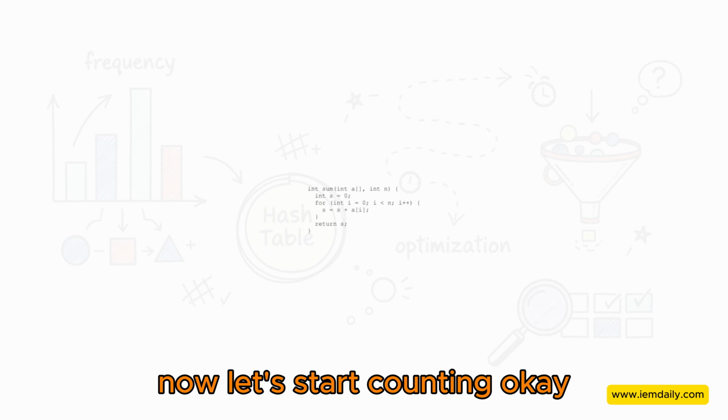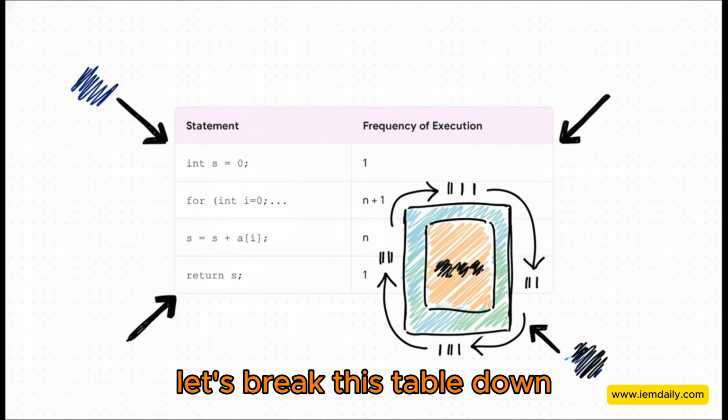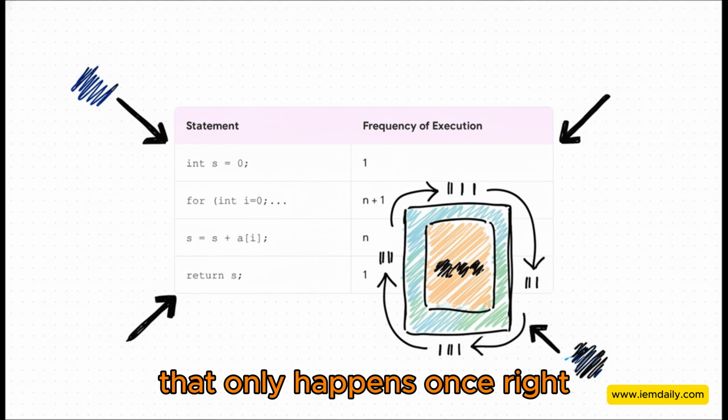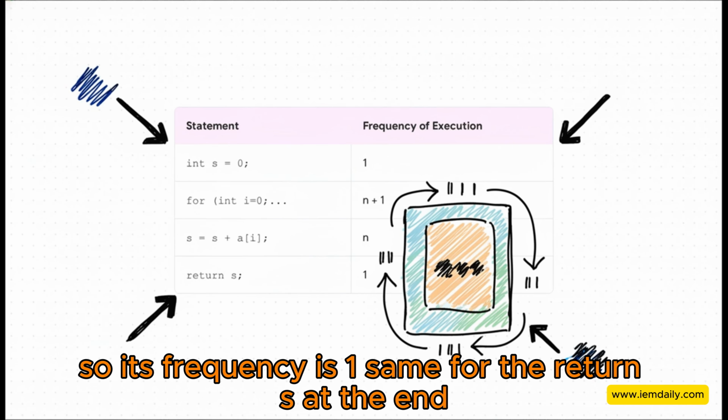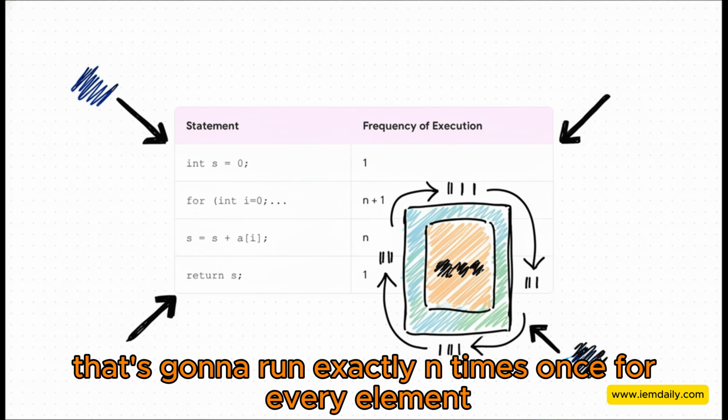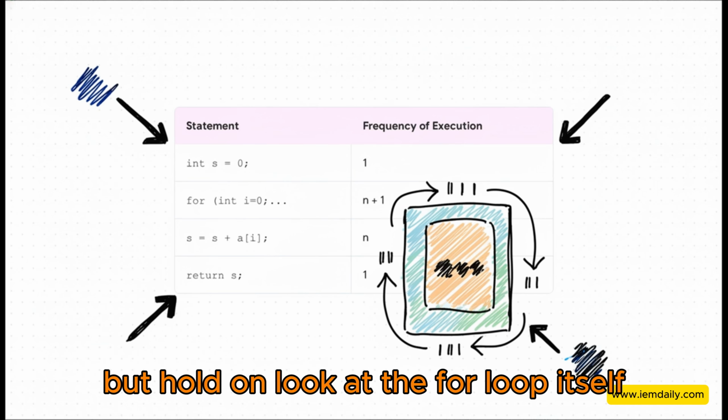Now let's start counting. Okay, let's break this table down. The first line, int s equals 0, that only happens once, right? So its frequency is 1. Same for the return s at the end. It runs just once. The line inside the loop, the addition, that's going to run exactly n times, once for every element. But hold on, look at the for loop itself.